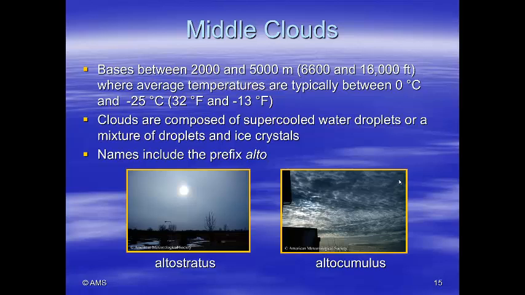If we have a base between 2,000 and 5,000 meters, we have middle clouds. So this is roughly, let's say, 1.5 to 3 meters. Their temperatures are typically between 0 degrees C and negative 25 degrees C, or 32 degrees Fahrenheit and negative 13 degrees Fahrenheit. These are composed of supercooled water droplets or a mixture of water droplets and ice crystals.